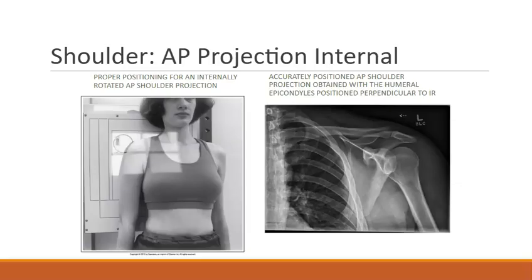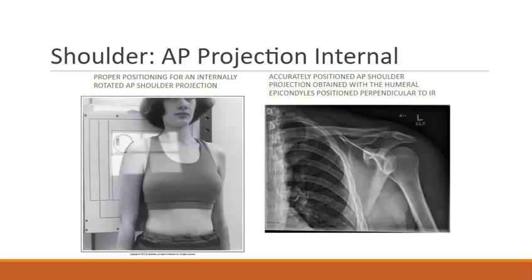In an AP projection of the shoulder with internal humeral rotation, the lesser tubercle is seen in profile medially, and the humeral head is superimposed by the greater tubercle. Additionally, if you are performing this projection, you want to make sure you are labeling the projection appropriately for the radiologist.